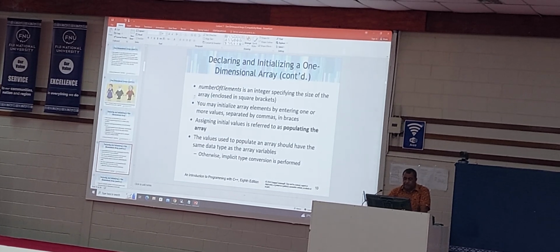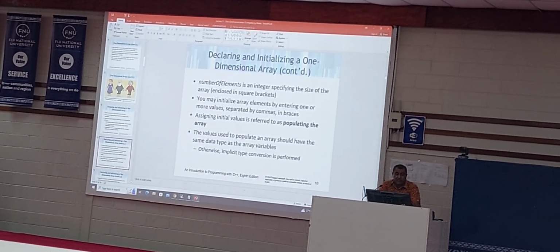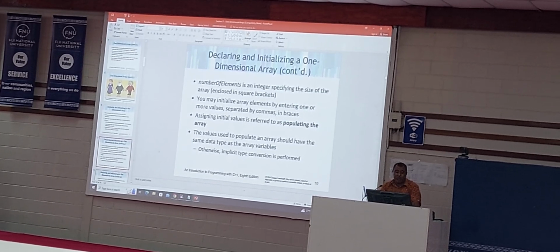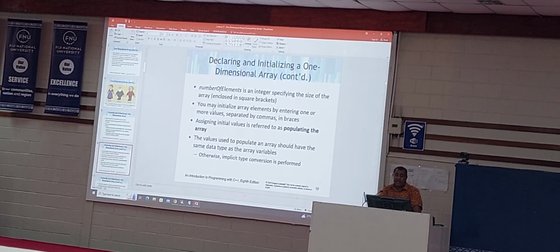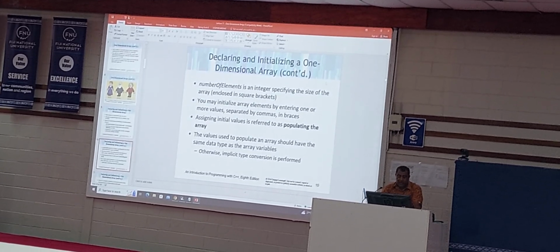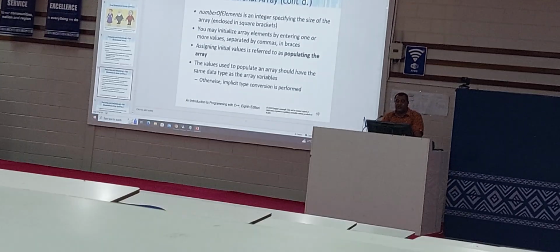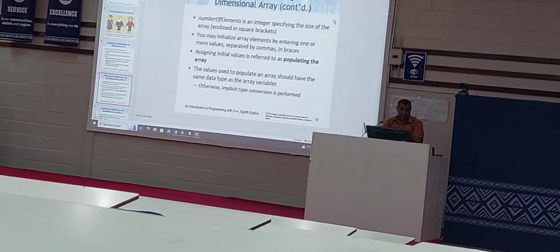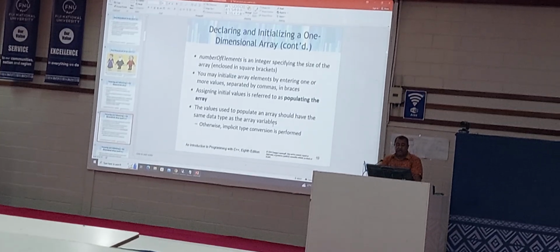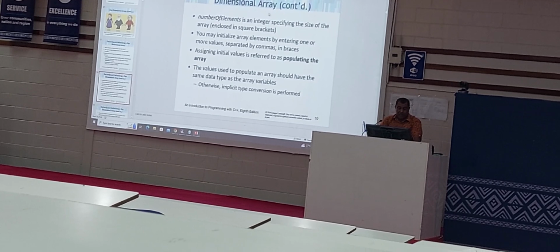Let's look at the next slide. The number of elements is an integer specifying the size of the array and enclosed in square brackets. You may initialize array elements by entering one or more values separated by commas in braces. Assigning initial values is referred to as populating the array. The values used to populate an array should have the same data type as the array variables. Otherwise, implicit type conversion is performed.